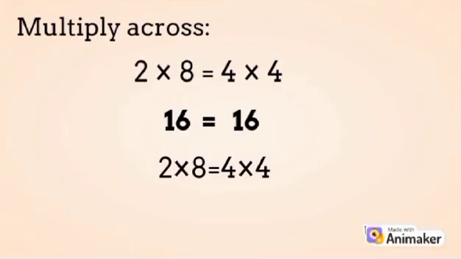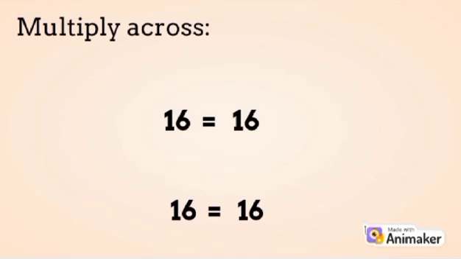Cross multiply: 2 times 8 equals 4 times 4. Since both equal 16, the ratios are in proportion.